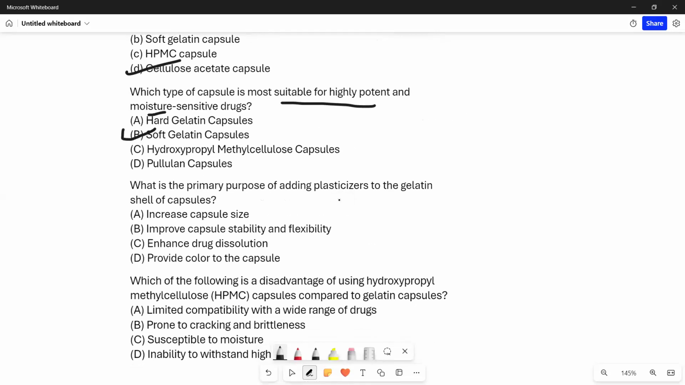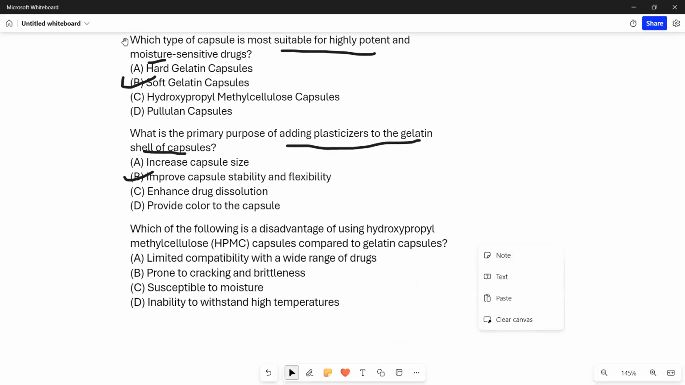What is the primary purpose of adding plasticizer to the gelatin shell of the capsule? Provide me the answer, the primary purpose of adding plasticizer to the gelatin shell of the capsule. Great, guys. Improving the shell stability and flexibility.